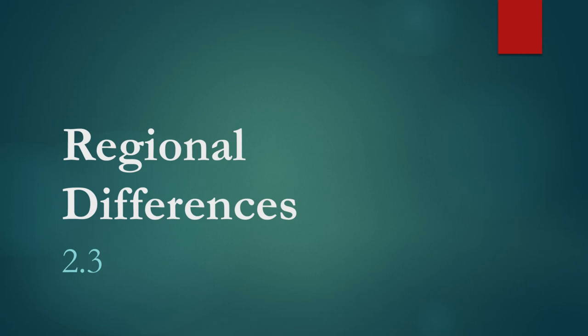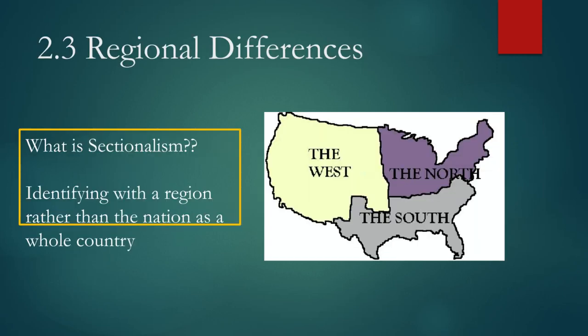2.3 is dealing with regional differences. Again, what is sectionalism? Sectionalism is where the country is going to be divided up into different sections based on their beliefs about certain areas. But again, it means identifying with a region rather than the nation as a whole country. That is sectionalism. And you can see how the U.S. was sort of split up between the West, the North, and the South.